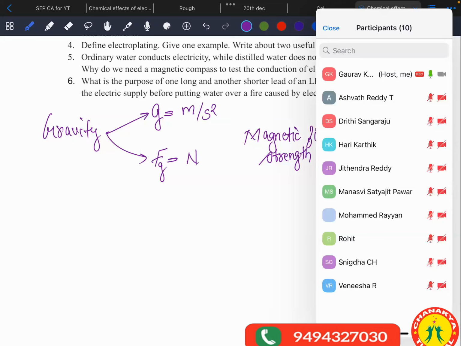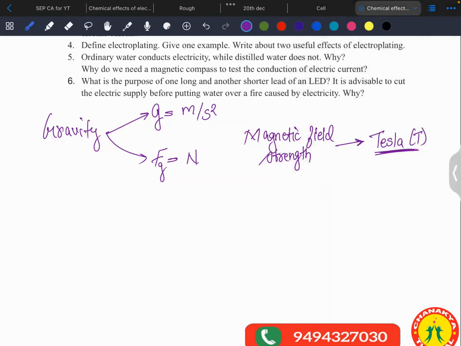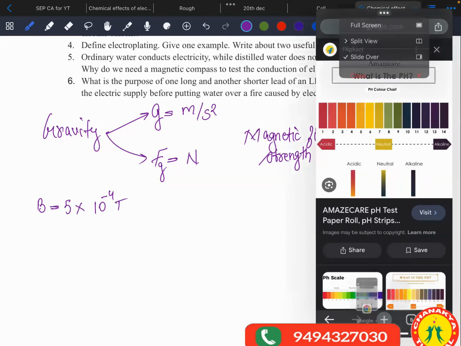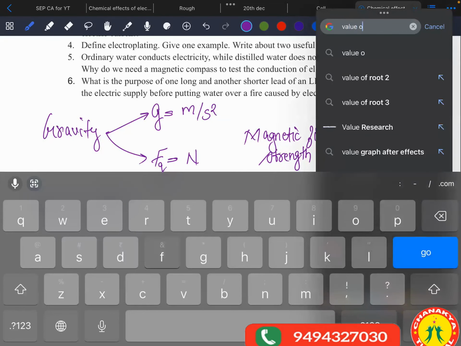Anyone still in doubt that the Earth has a magnetic field or not? In yesterday's class, we saw the auroras. Those are due to the interaction of the solar wind and the magnetic field which is surrounding the Earth. So basically, the value of the magnetic field of Earth is of the order of 10 to the power minus 4, or something like that. I am taking B as the value of the magnetic field, some 5 into 10 power minus 4 Tesla. Let me confirm it.